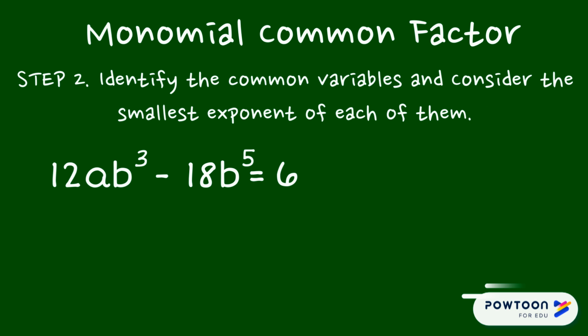After this, you should identify the common variables, that is, the ones that both terms have. As you can see, a is not a common variable, so we won't consider it. As both terms have a b, we'll consider the smallest exponent of it. In this case, it is 3, so write it down.